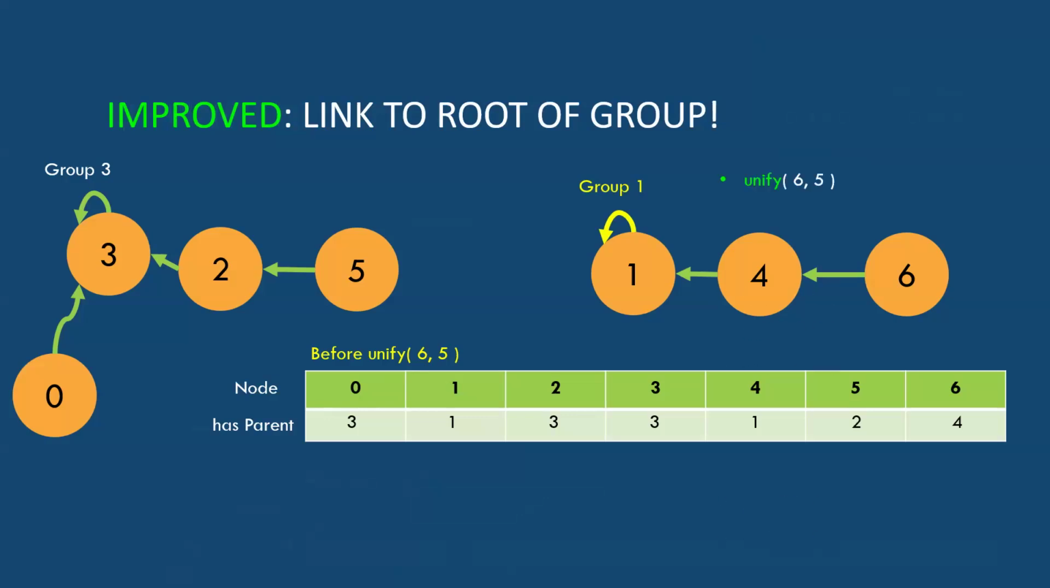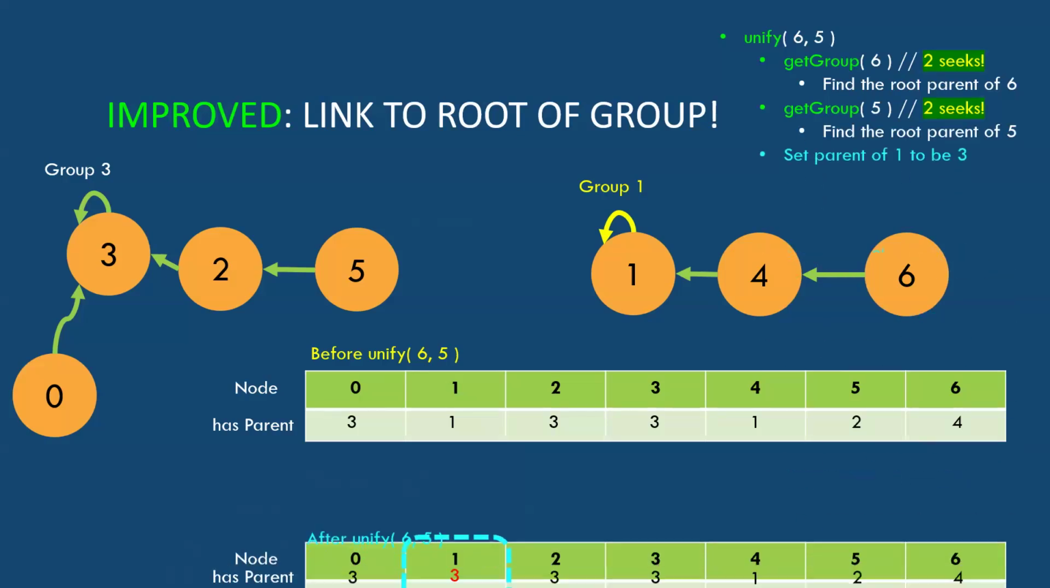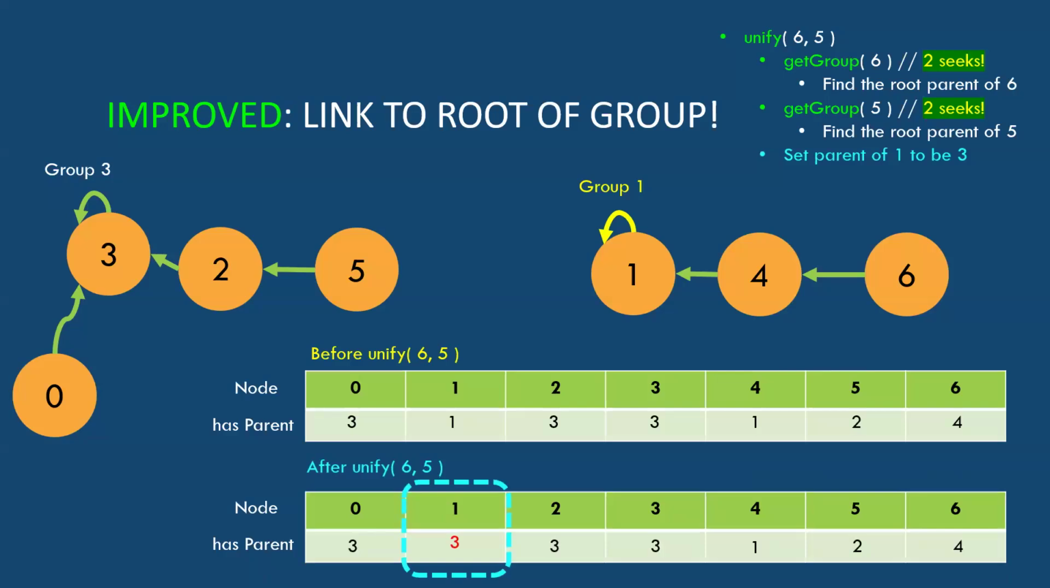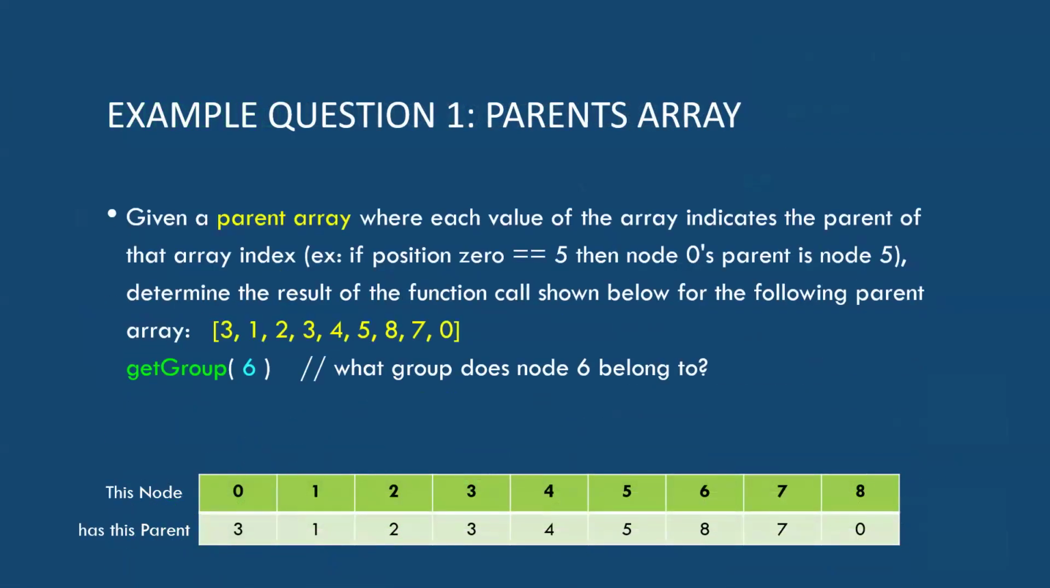So here, let's just take a look at this, unifying 6, 5, right? So we'll find the root of 6, and then we will find the root of 5, and we will then update the 1 to point to the 3, okay? So slightly different than we saw last time. So rather than pointing the 1 at the 5, we're chasing up the path here, okay? And then the last thing we'll do is our compression. We'll come back to that in just a second.